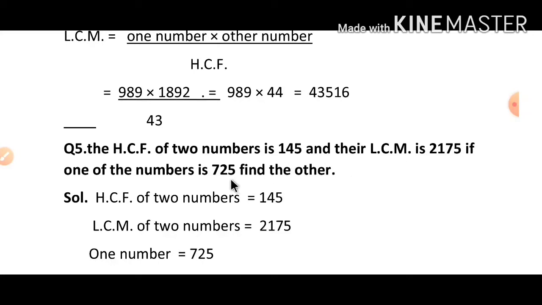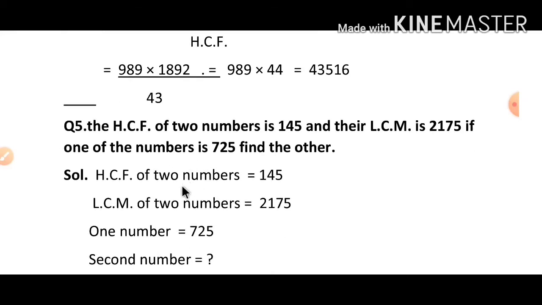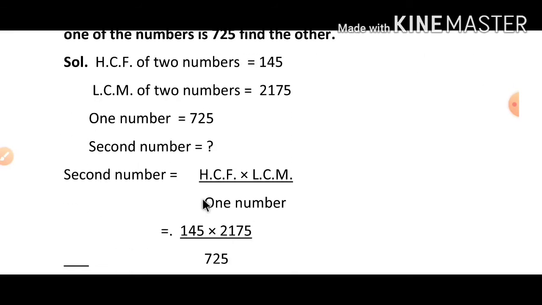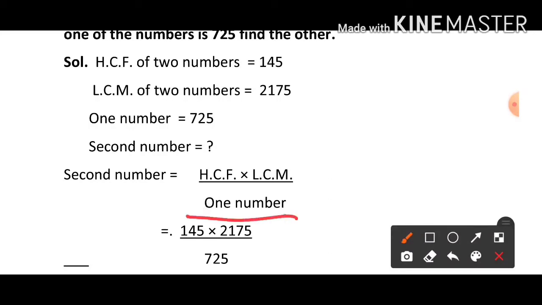If one of the numbers is 725, find the other. Here you can see what is given: the HCF of two numbers is 145, and the LCM is 2175. If one number is 725 and you have to find the value of the second number, then we know that the second number is equal to HCF into LCM upon one number. Now put in the values: HCF is 145, LCM is 2175, and one number is 725.